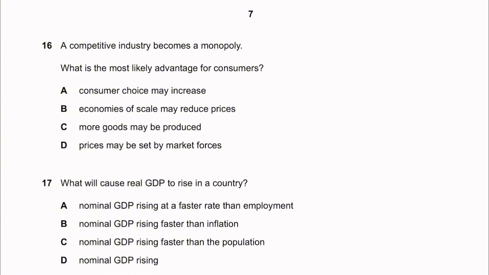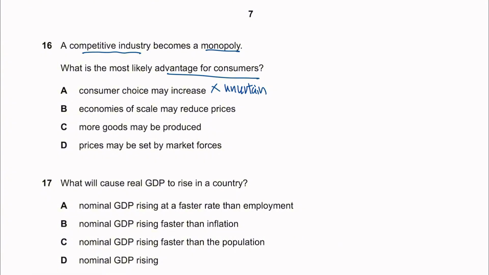Question 16. A competitive industry becomes a monopoly. What is the most likely advantage for consumers? Remember, it's for consumers, not producers. A. Consumer choice may increase. Okay, this is uncertain, because there's a possibility that the monopoly will reduce the range of products that they sell. So it's uncertain, we cannot determine.